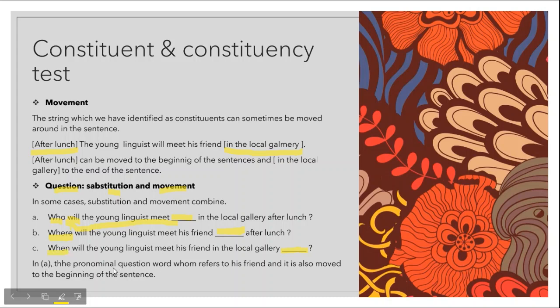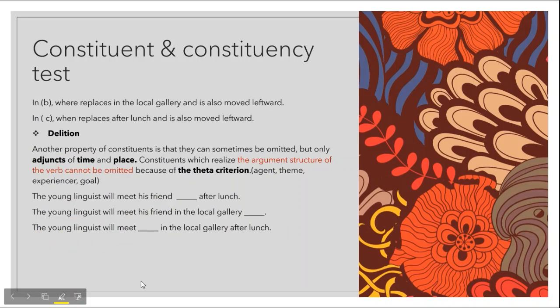In A, the هي واحد ال H خصها تبدل تحيد. A pronominal question word whom refers to his friend and it is also moved to the beginning of the sentence. In B, where replaces in the local gallery and is also moved leftward. In C, when replaces after lunch and is also moved leftward. I hope it's clearer because this is very, very simple.